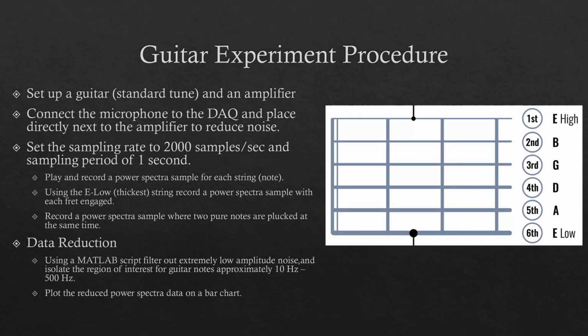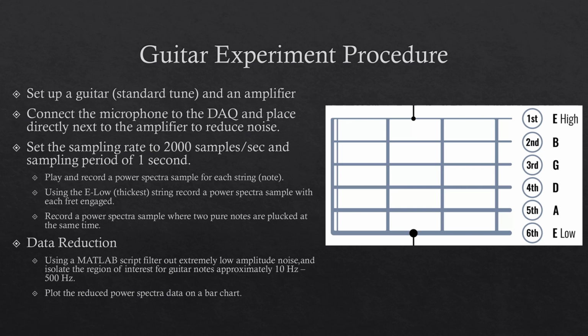For the guitar experiment procedure, you would set up the guitar with a standard tune and an amplifier first, then connect the microphone to the DAC and place it directly next to the amplifier to reduce noise. Some validation was done using a tone generator to make sure that the microphone and DAC were connected and running properly. Set the sampling rate to 2,000 samples a second and a sampling period of 1 second.